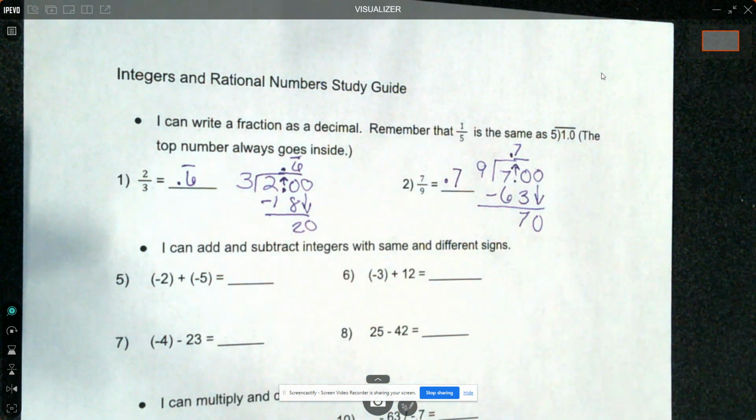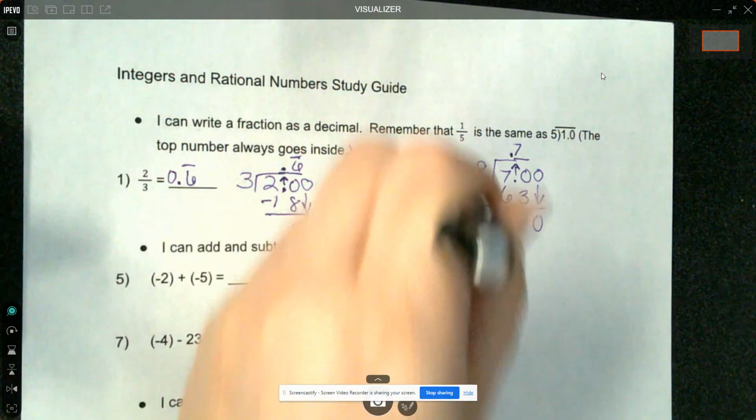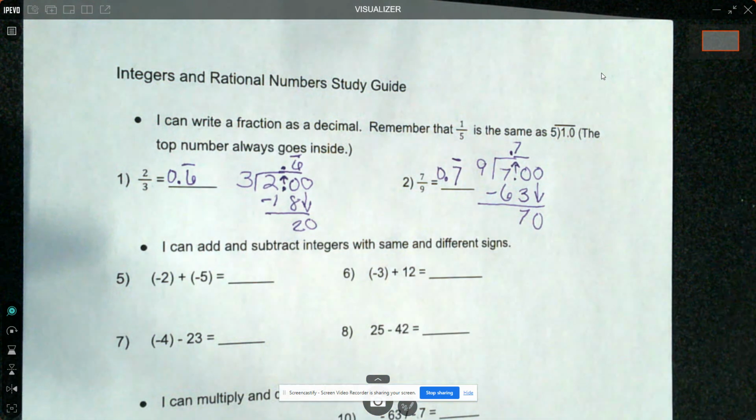Mishka, how do I show that it's repeating? You put a line over it. Now you all can put 0.6 and 0.7 with the dots. It's not going to change the answer. Or you can just put 0.6 and 0.7 with the line. Technically, the right way to write the number is with the line, but I'll take either one.